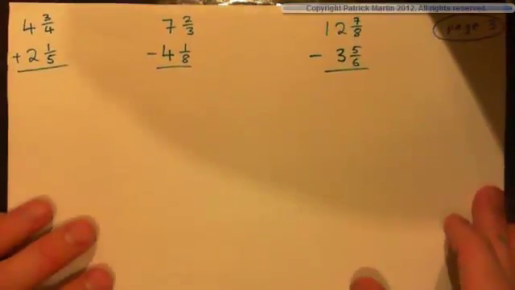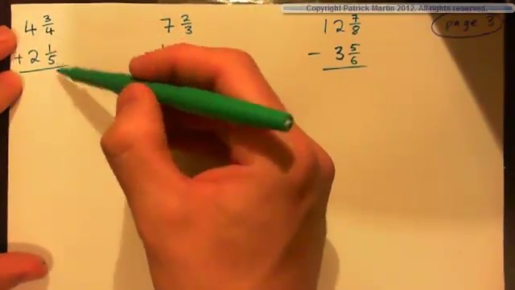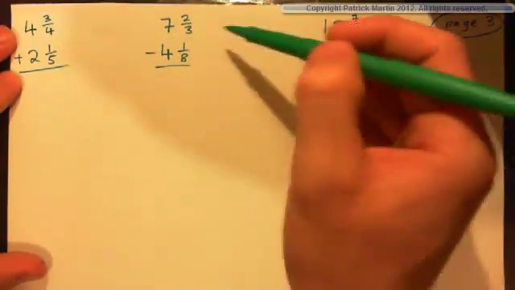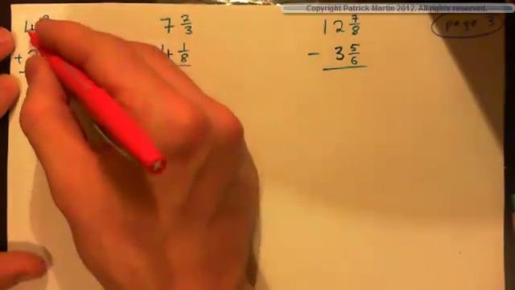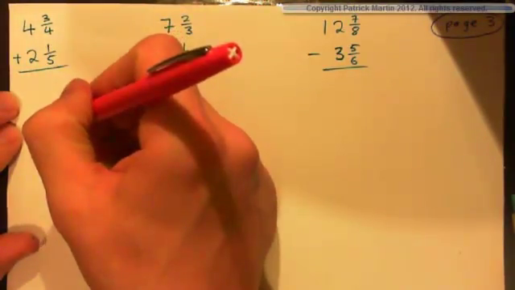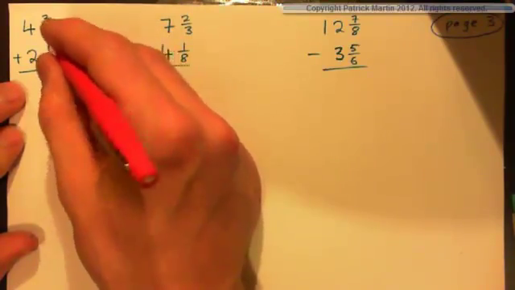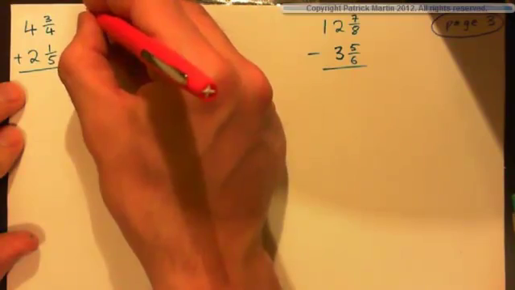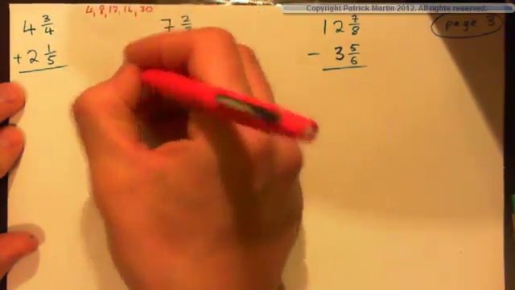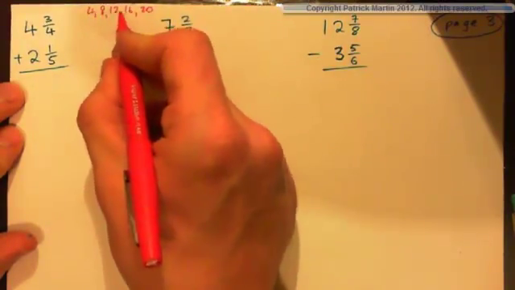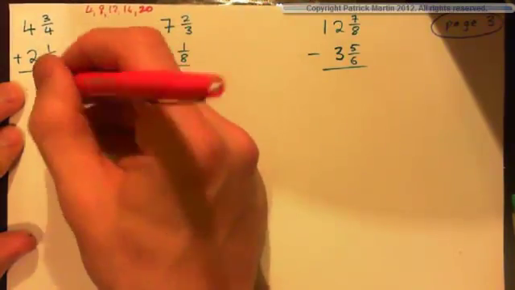So page 3, these denominators might require 2 steps to get a common denominator, okay? So let's start with 4 3/4 plus 2 1/5. Okay, so we've got to make a common denominator here. So we can think about multiples of 4. We got 4, 8, 12, 16, 20. And 5 goes into 20, right?